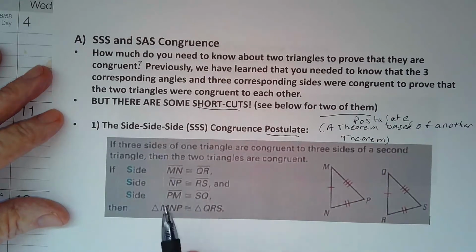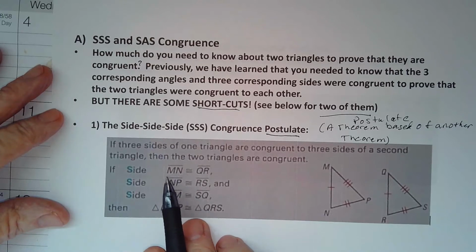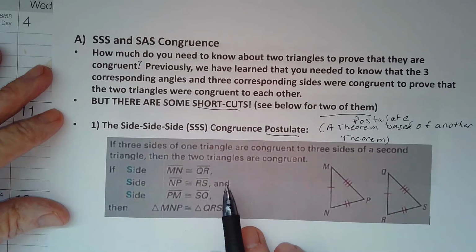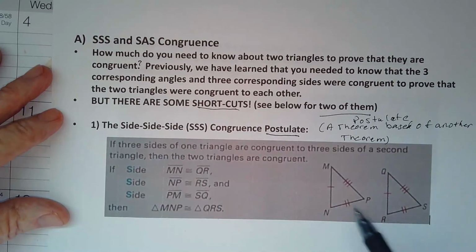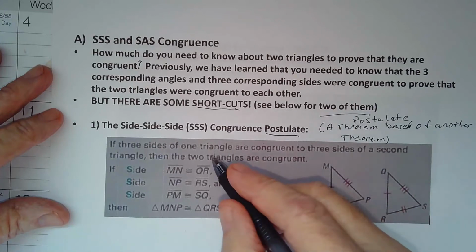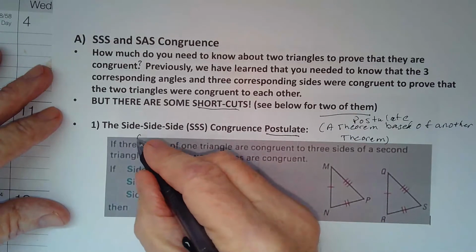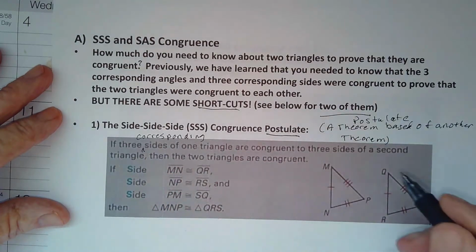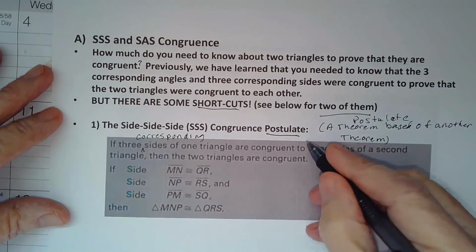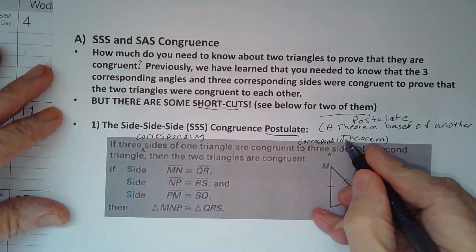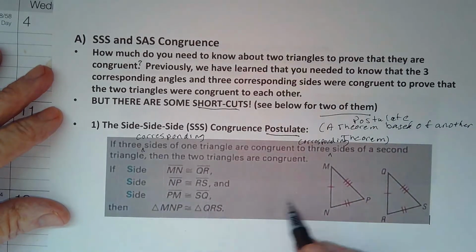So what this particular postulate or theorem says is if three sides of one triangle are congruent to three sides of a second triangle, then the two triangles are congruent. And that states it simply, but it really should be three corresponding. So if three corresponding sides of one triangle are congruent to three corresponding sides of a second triangle, then the two triangles are congruent.